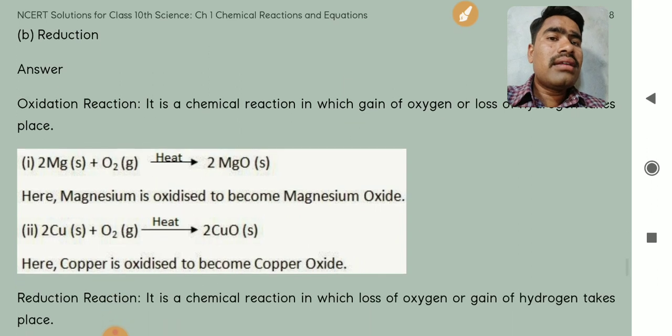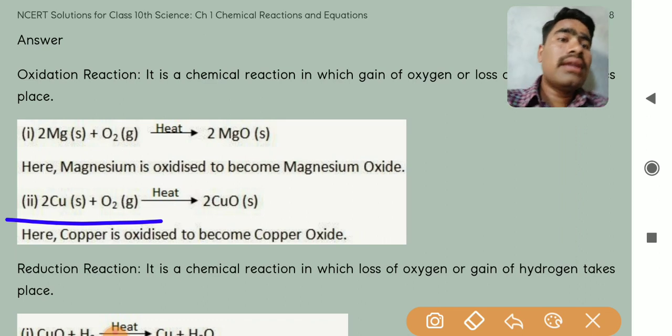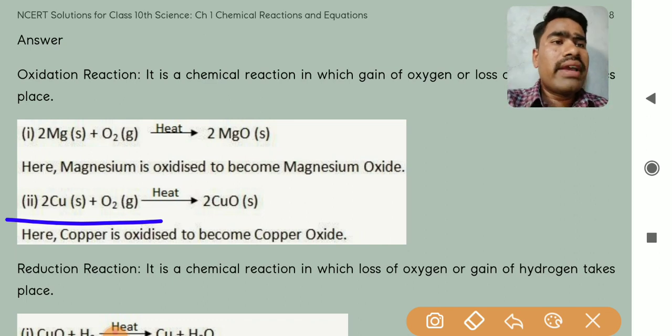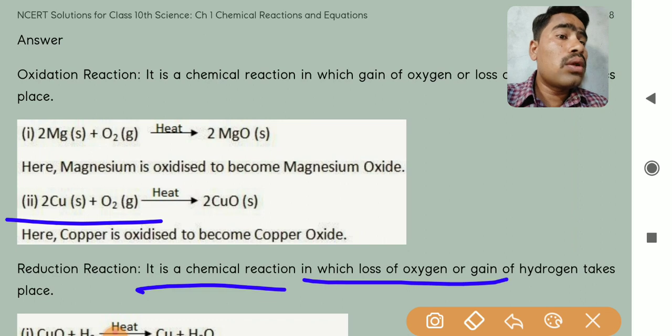Then the second reaction, Cu plus O2 forms CuO. It is also an oxidation reaction where oxidation of copper has taken place. So both of these are examples of oxidation reaction where oxygen is added. Now a reduction reaction is a chemical reaction with loss of oxygen or gain of hydrogen, exactly opposite of oxidation.